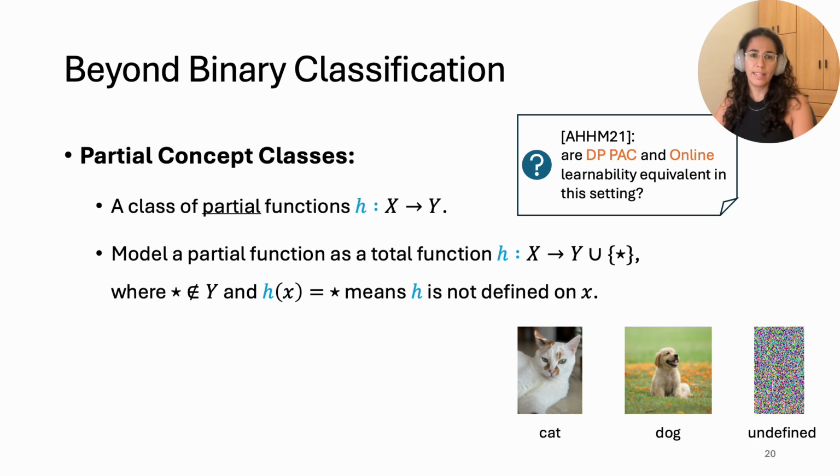It is worth mentioning that in the 21 paper, Alon, Hanneke, Holzman, and Moran posed the question whether private and online learnability are still equivalent in the partial concept setting. And as we will see more formally later on, we answer one direction of this question, while the opposite direction remains open.